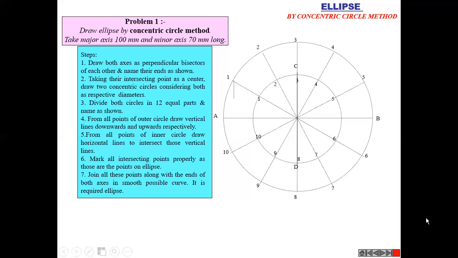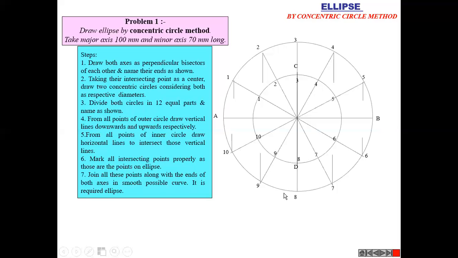Then from all points of the outer circle, draw vertical downward lines. From the outer circle, draw a vertical downward line from this; not necessary for point 4, it's already a vertical line. Then from 5, 10, 9, 7 and 6.